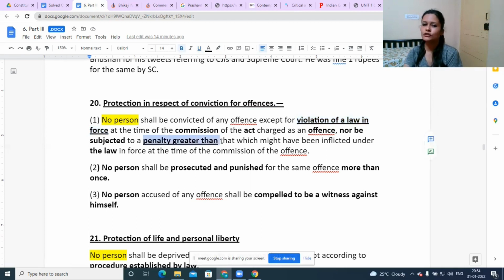Okay. So it also talks about penalty greater than what has been inflicted. Whatever is mentioned under law, more than that penalty cannot be imposed. All right, any example of this? Penalty greater than what is mentioned.